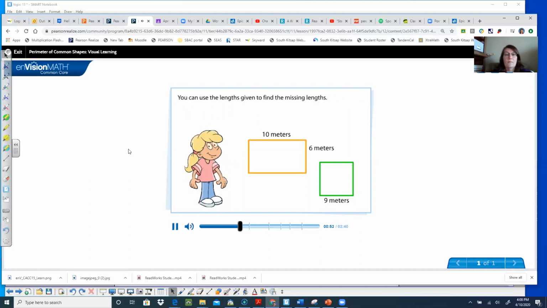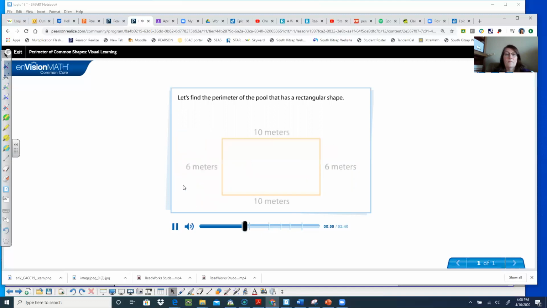You can use the lengths given to find the missing lengths. Let's find the perimeter of the pool that has a rectangle shape. Where did the new lengths on the rectangle come from?